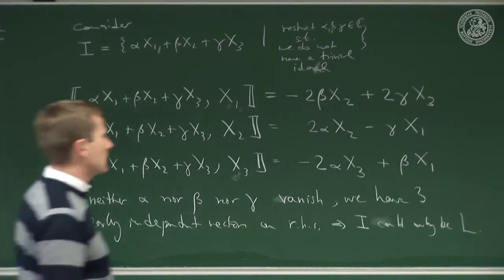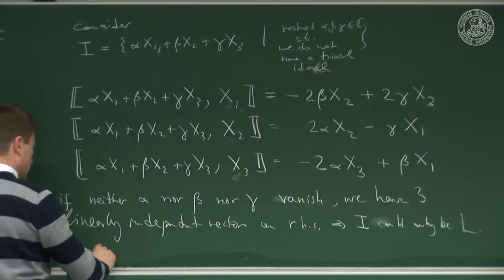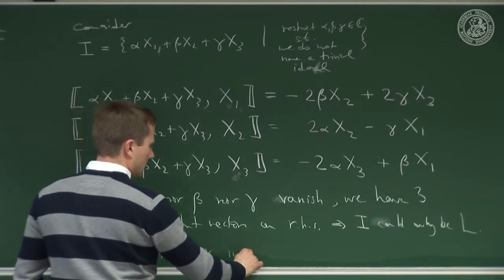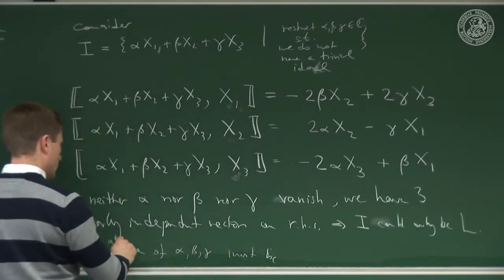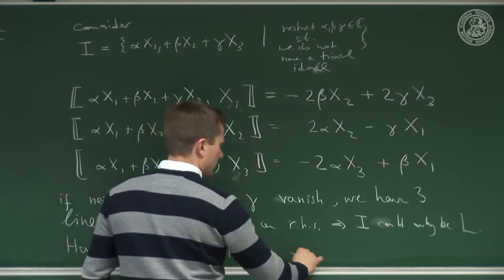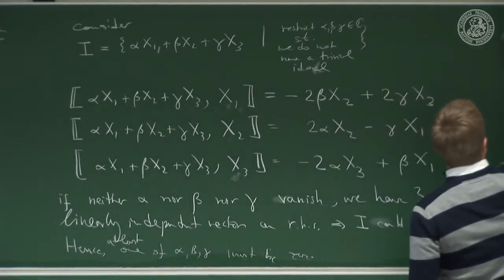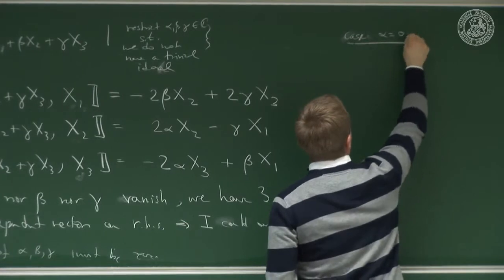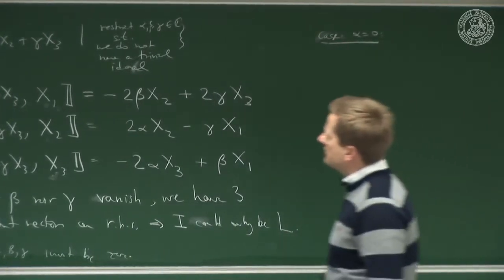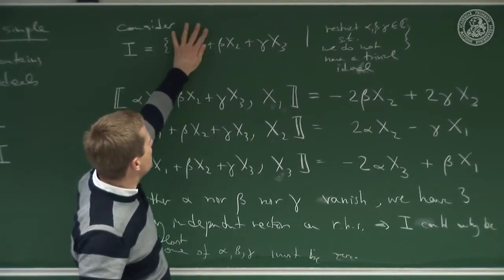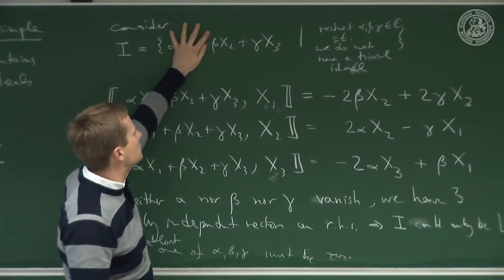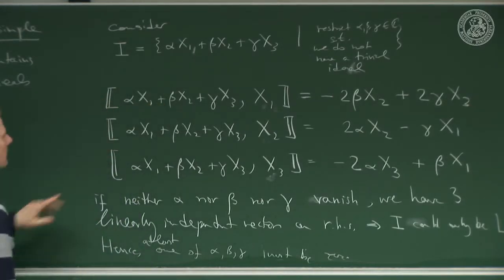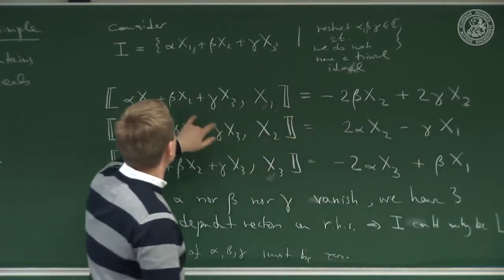Now that we don't want, so hence at least one of alpha, beta, gamma must be 0. And now we have to do a case-by-case analysis. Case alpha equals 0. Now let's assume alpha is 0. Now we set alpha to 0 here, that's our restriction, so it means our ideal just lies in the x2, x3 plane. Now if that is true, then in order to have an ideal, also the result must lie in the x2, x3 plane.